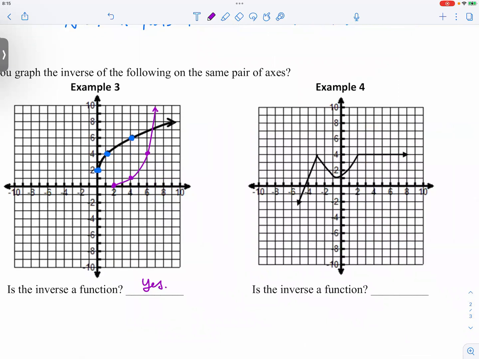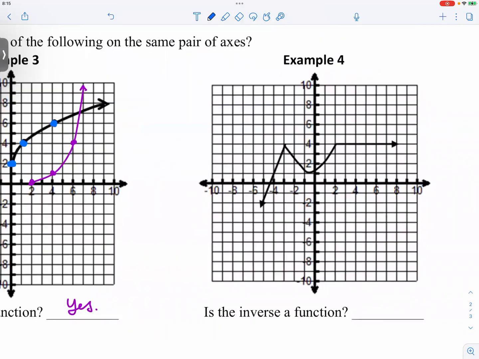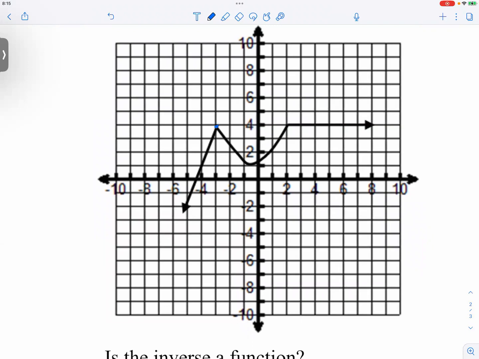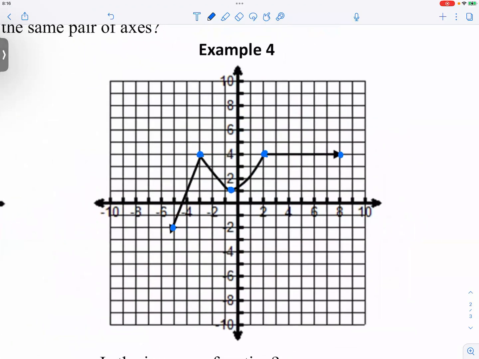Now, what about the example on the right? I'm going to give you some assistance right here for number 4. You can go ahead and highlight some key points of the line segments, and then go ahead and do your thing. All right, go ahead, try it out. How would you create the inverse of it? So for example, number 4.